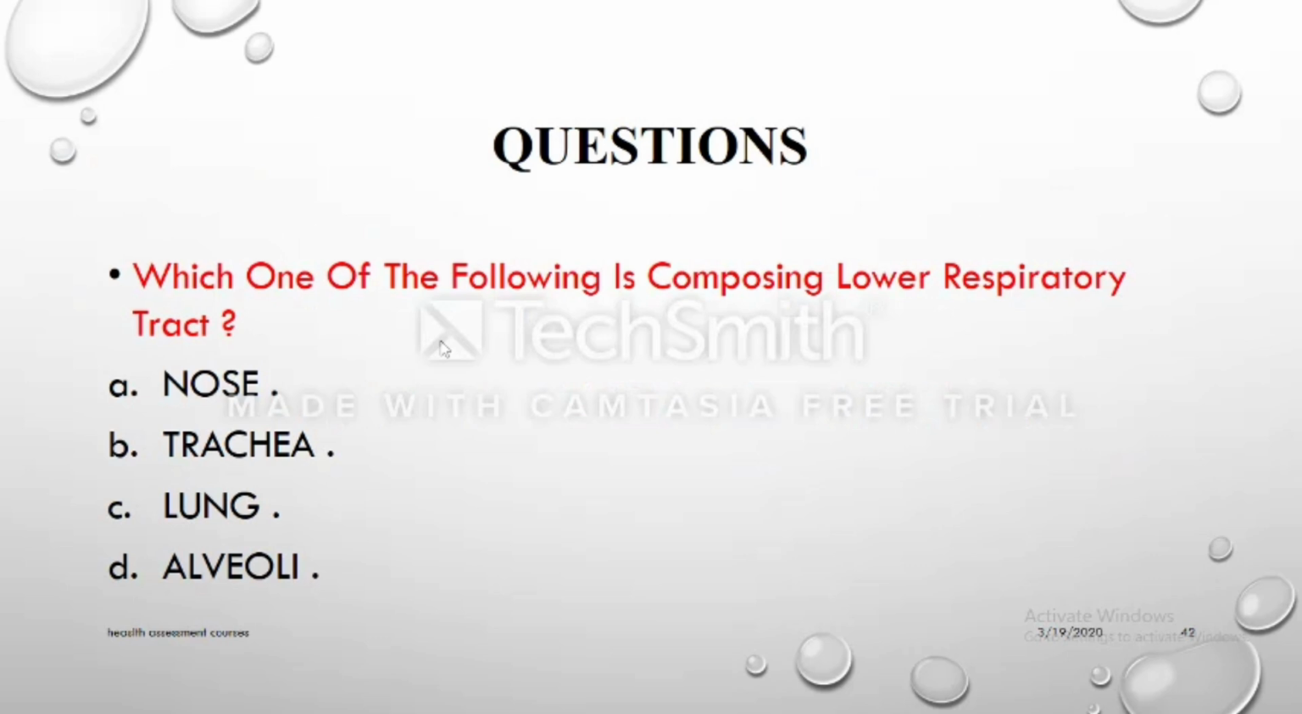بكده يبقى احنا خلصنا الrespiratory system assessment، وبنقول نبتدي أسئلة. Question 1: which one of the following is composing lower respiratory tract? تقدروا تجاوبوا معايا. نوز، تراكية، لانج، الفولاي. الإجابة الفولاي طبعا لأن هو ده الlower، أما الupper بيبقى النوز والتراكية.